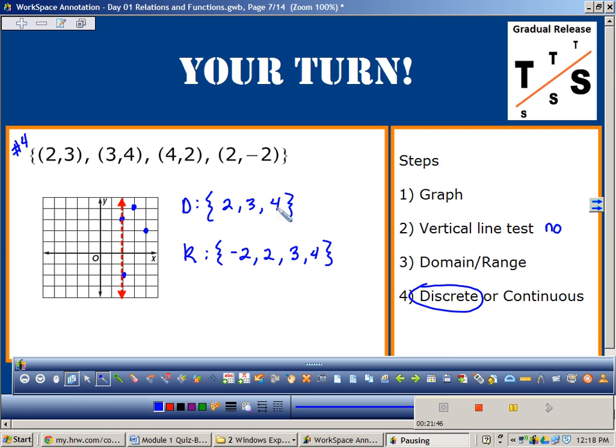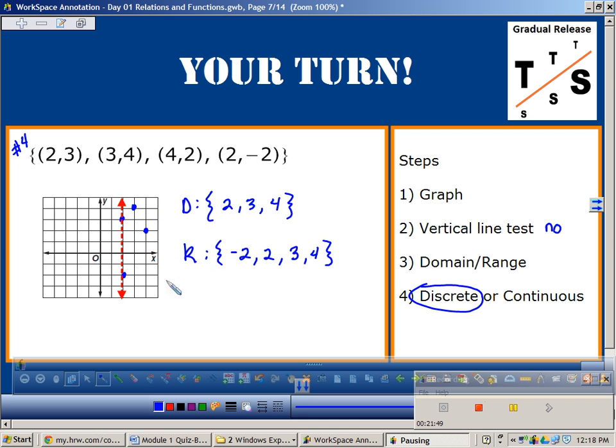My domain is 2, 3, 4. Why don't I write 2 twice? Because as I'm going along, don't I say, oh, it hits the 2, right? Do I need to say it hits the 2, too? No, I don't need to say it hits the 2 twice. I can just say it intersects 2 on the x-axis, it intersects 3, and it intersects 4.